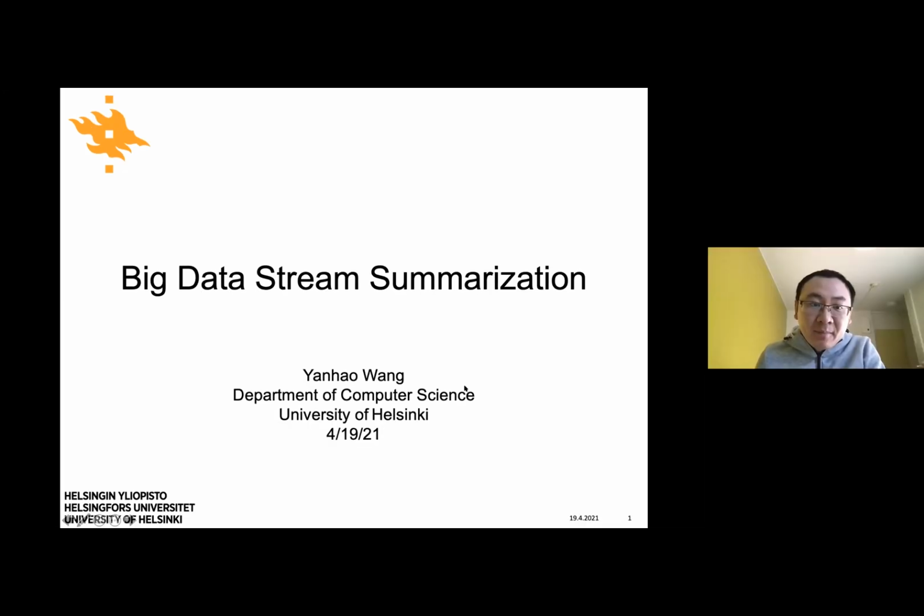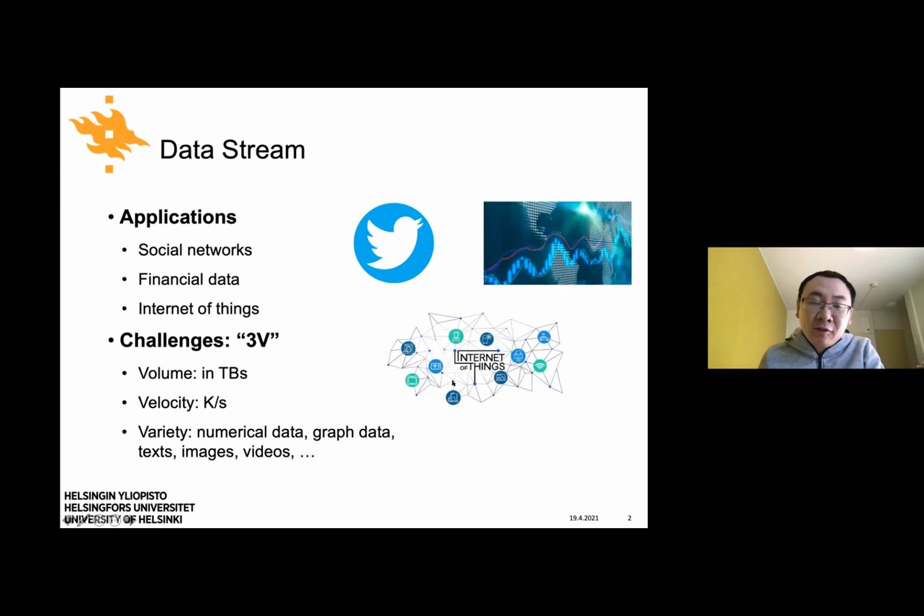Hello, everyone. Today, I will talk about big data stream summarization. First of all, I will give a brief introduction about data streams and data stream summarization. In the big data era, data streams are generated by many real-world applications. For example, they are generated by social networks, financial data, and Internet of Things.